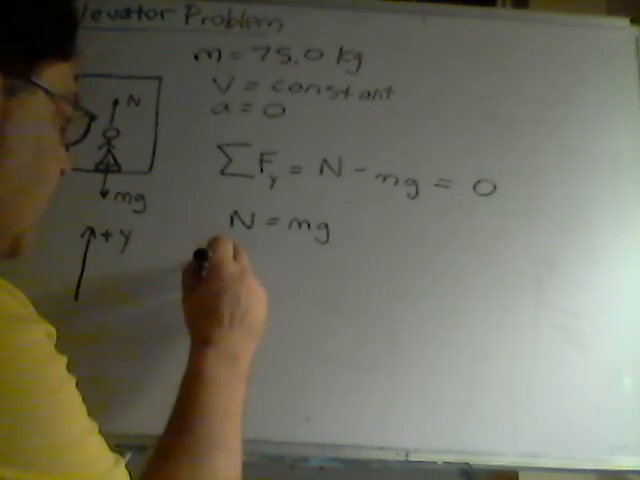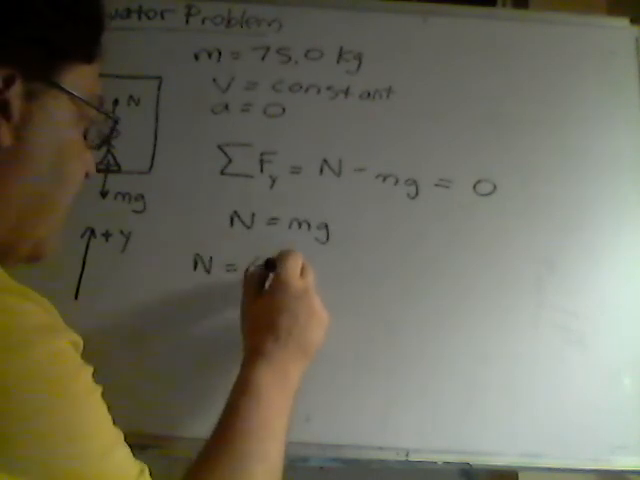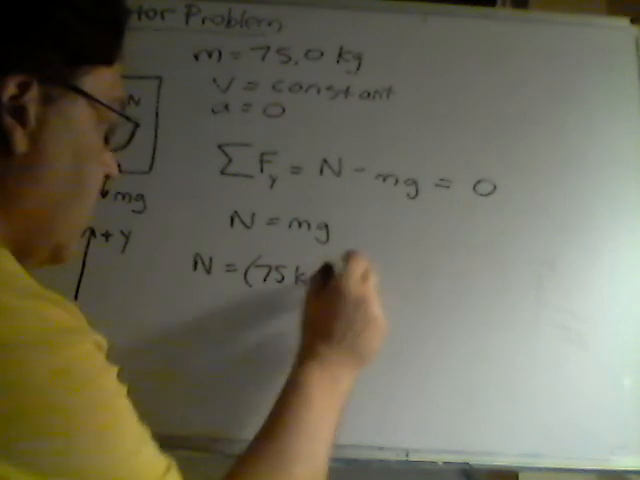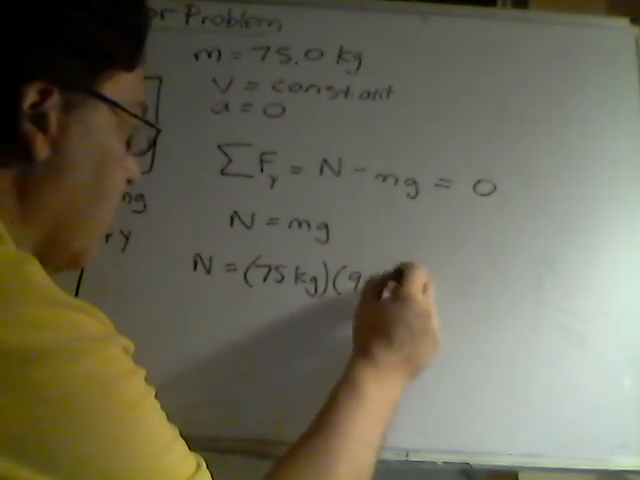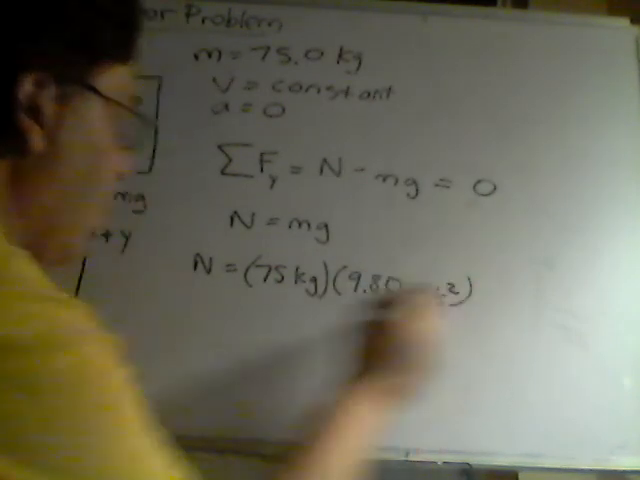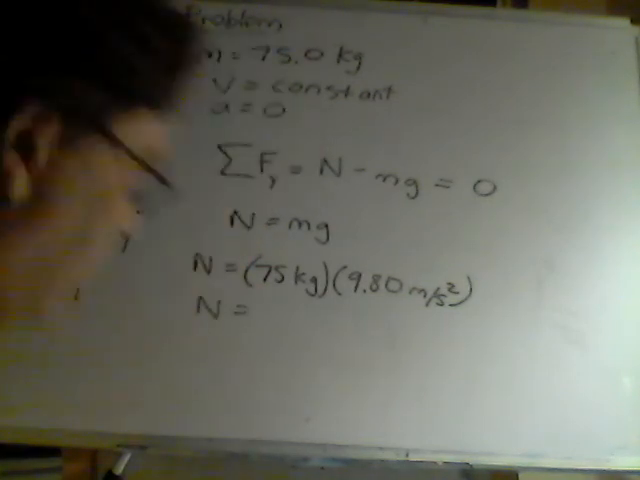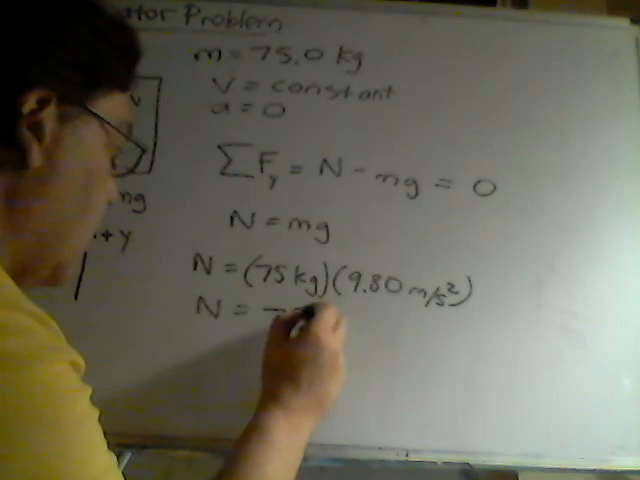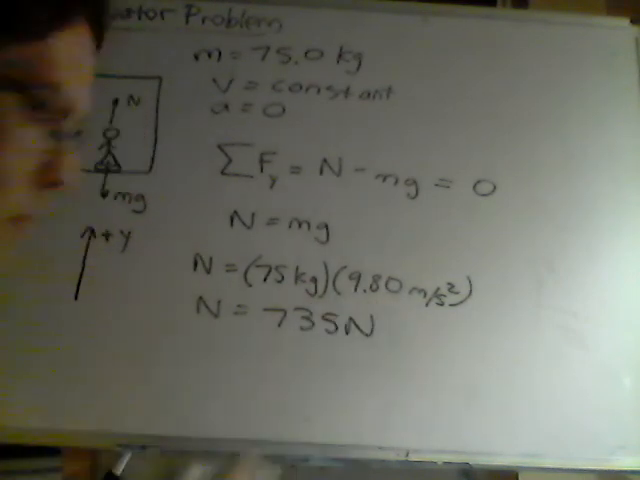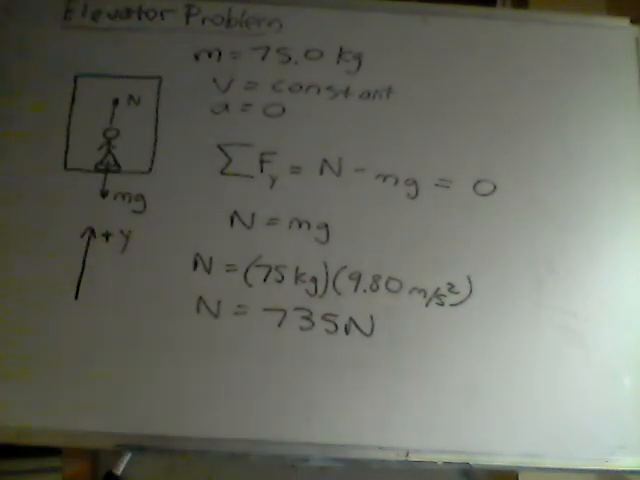So how much do you really weigh? Well, 75 kilograms times 9.80 meters per second squared, the normal force then tells you that you really weigh 735 newtons, not the 825 newtons that your scale previously told you.